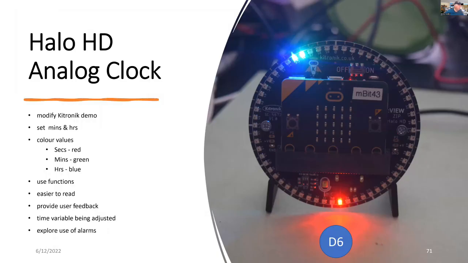Then we've got the analog clock. So also from Kitronic, it's going to use the 3 LEDs that rotate around, and the red LED is tracking the seconds, the green is tracking the minutes, and the blue tracks the hours. Okay, so this is a hardware, and we can actually turn this also into a time timer.